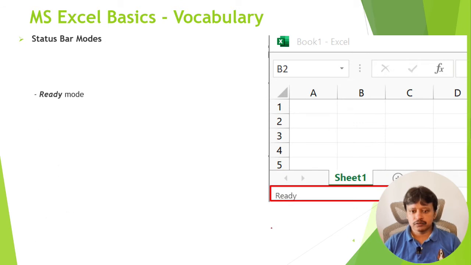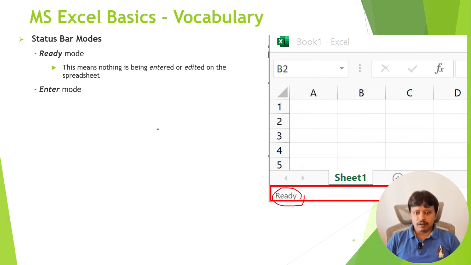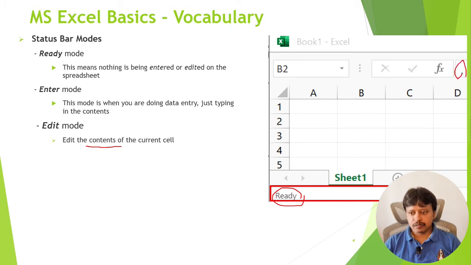Status bar modes. So we have Ready mode. When it is ready for input, we will be seeing that here. You can see Ready. That means nothing has been entered or edited in Excel so far. It is ready for input. And Enter mode. While you do data entry in the cell, it will switch to Enter mode. And Edit mode, when you are editing the contents of the cell, like in the formula bar here, you can see that it will switch to Edit mode.